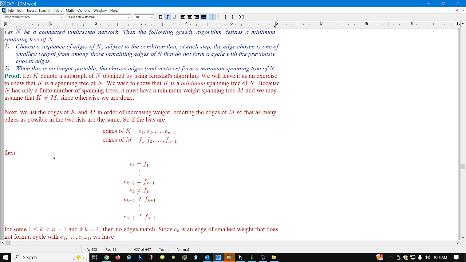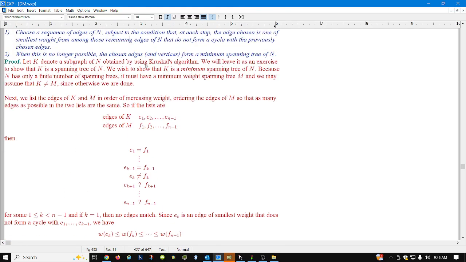Let K denote a subgraph of N, obtained by using Kruskal's algorithm. That's why I called it K. I'm going to leave it for you to show that K is at least a spanning tree. We've pretty much talked about this before. We need to show that K is a minimum spanning tree. Now, because N has only a finite number of spanning trees, it's a finite graph, it's got to have a minimum weight spanning tree, and I just gave away the proof of the previous theorem. I guess it was one sentence.